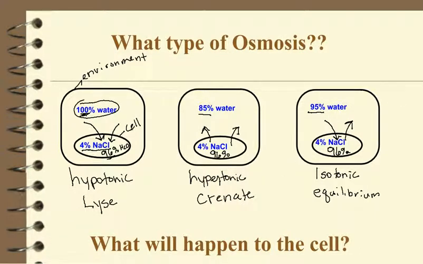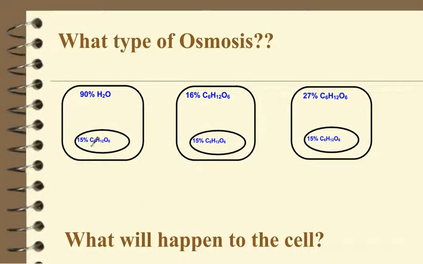Okay, so if we look at one more example, here's another one. This cell is 15% sugar, so that means that it's going to have 85% water. All right, so if we look at our environment, 90% is more than 85%. So the water is going to do what? That's right. You said go into the cell. And so if the water goes in, it's going to blow up like a balloon. And that was hypotonic. Okay, so this cell's going to lyse.